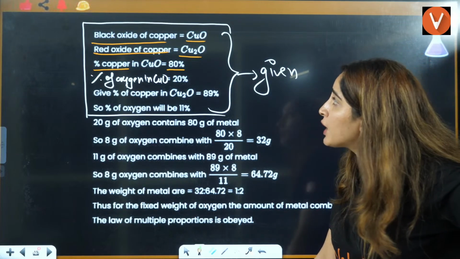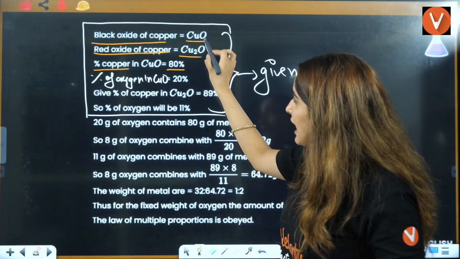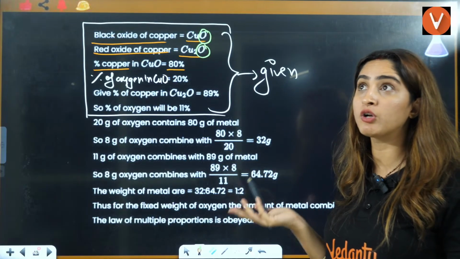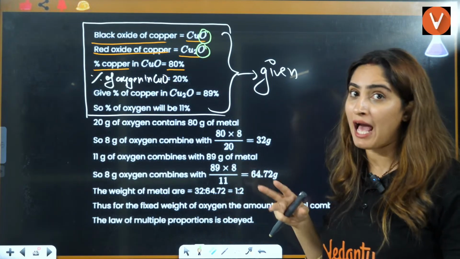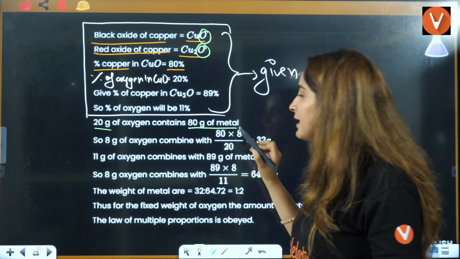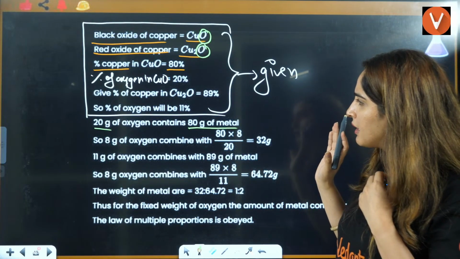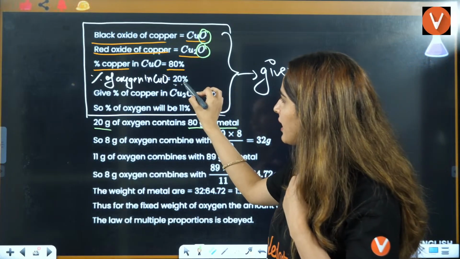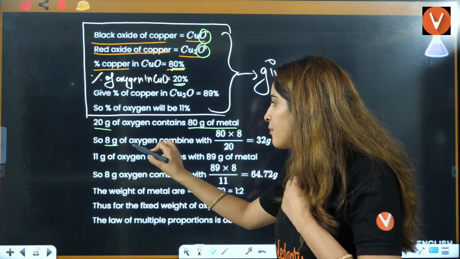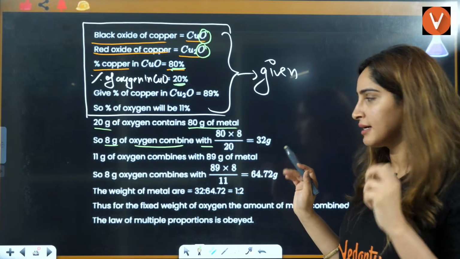What can you see, which one can we fix? So can we fix oxygen here? Then we can find out if the amount of copper that we have is the same or not. So let's do this. 20 gram of oxygen contains 80 gram of metal. If you have oxygen as 20 gram, 80 gram of copper is there. 8 gram of oxygen combined with how much amount? We are fixing it here.